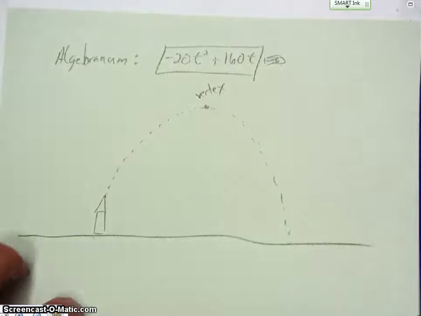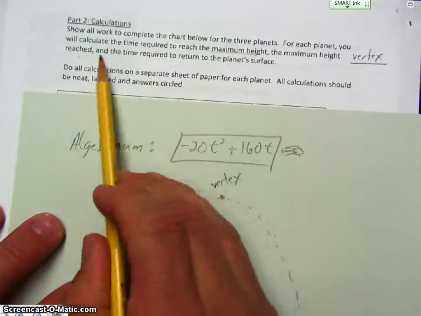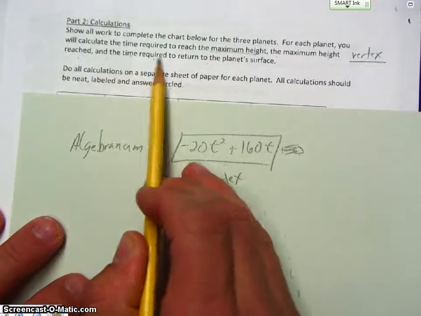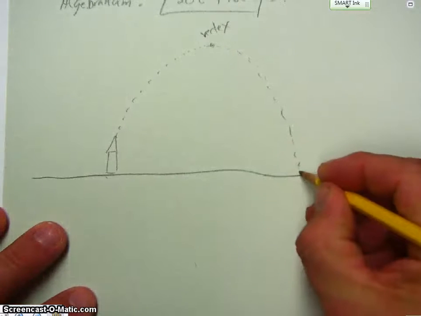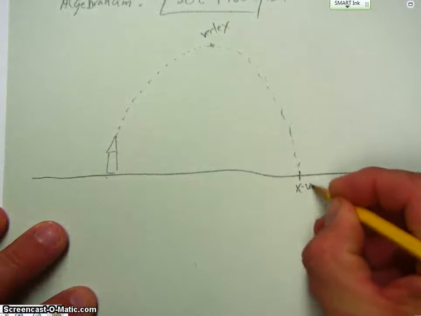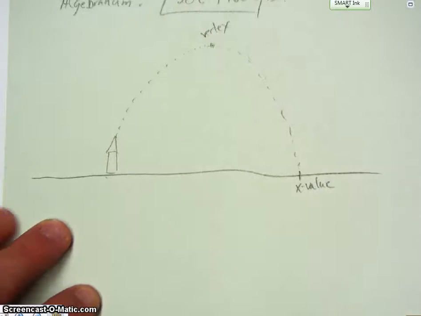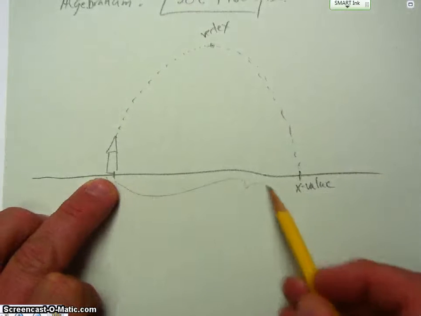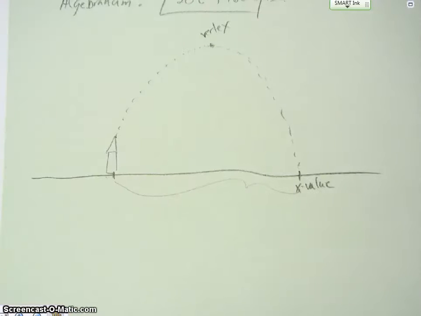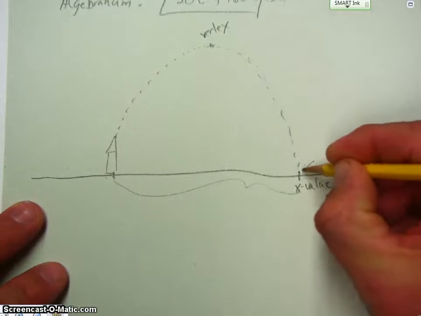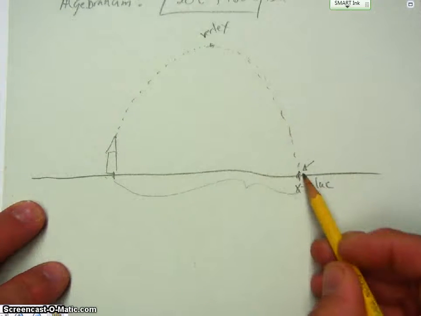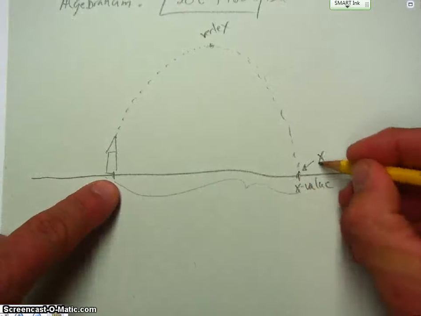And then it says, and the time required to return to the planet's surface. Well, in other words, what's the x value here? How long do they go from here to here? How long does it take? In other words, they want to know what's the x value. In other words, we have to find this point right here. Since it's touching the ground, that's called our x-intercept.